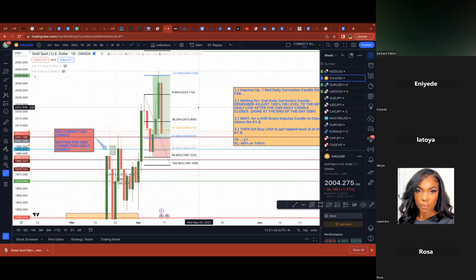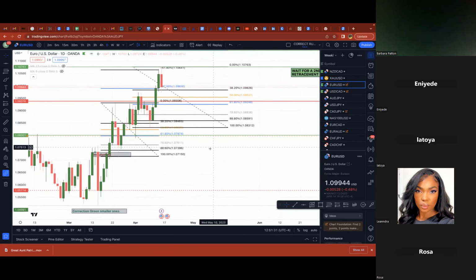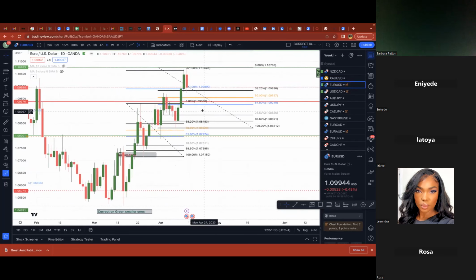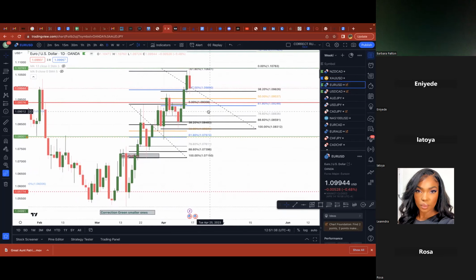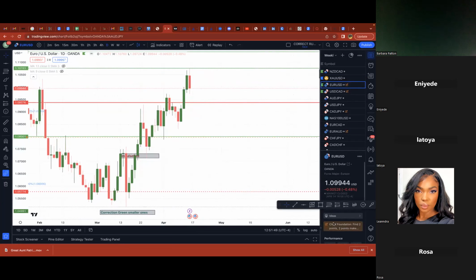So we can look at EU. I know a lot of people may not trade gold, and a lot of people trade EU as a main pair. So let me take off this fib so you can see my chart clearly.